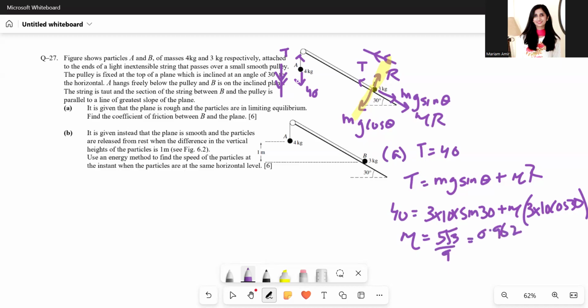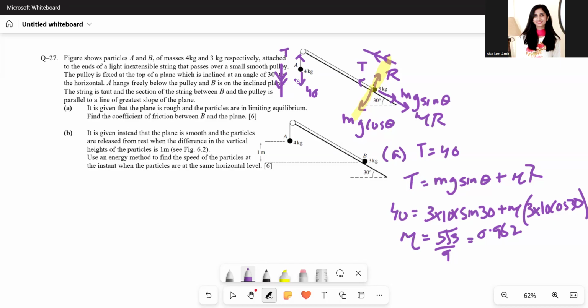Okay. For part B, it says it is given instead that the pulley is smooth and the particles are released from rest when the difference in vertical height is 1 meter. Okay, so initially we can see in the lower figure that the distance between their vertical height is 1. Use an energy method. That means we have to use work done by driving force plus energy loss equals work done by resisting force plus energy gain formula.